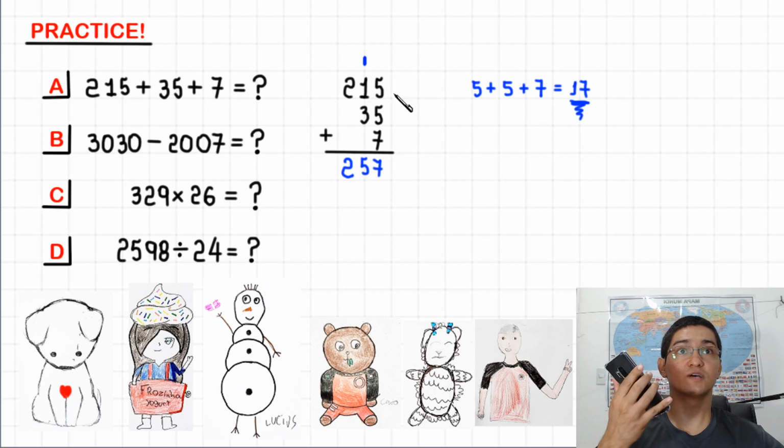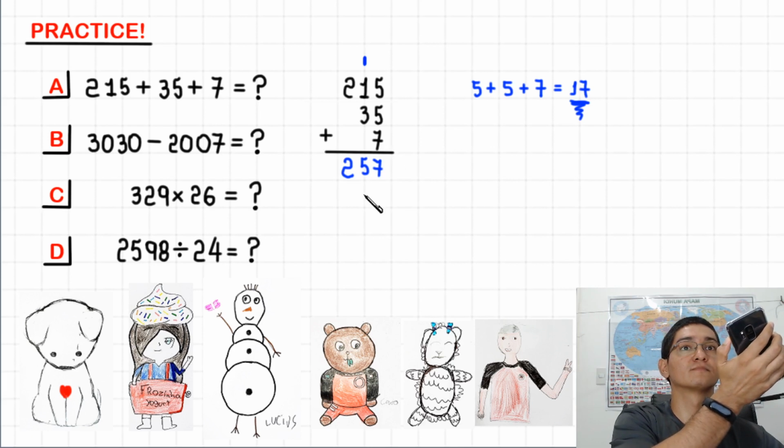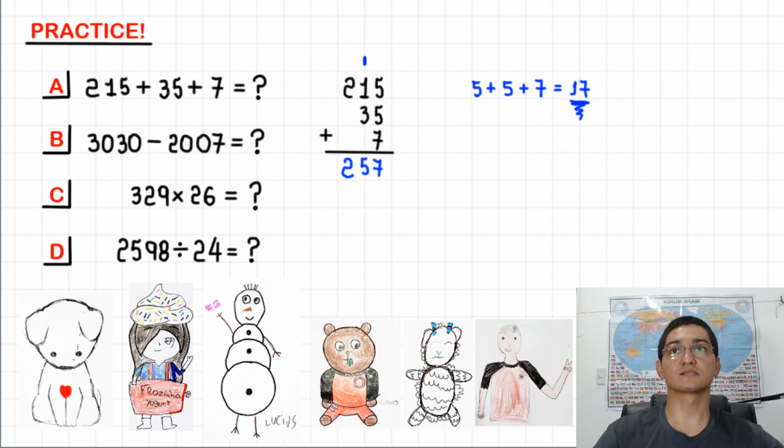Let's check with Google Assistant. What is 215 plus 35 plus 7? The answer is 257. We got it! So let's put the result here and then we move on.